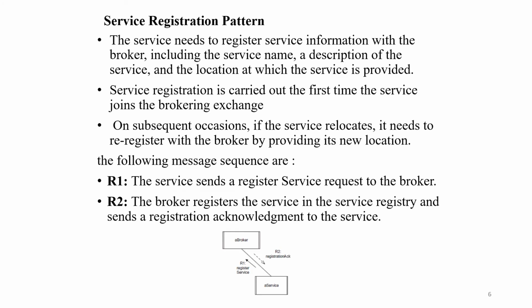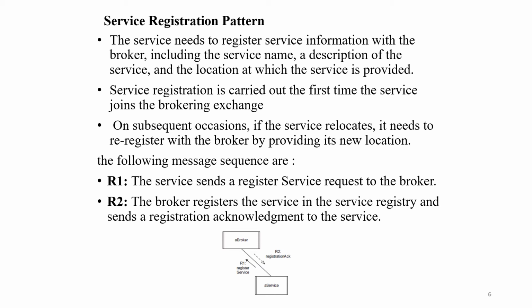First, the service registration pattern. The service has to register itself with the broker. Here, the service provides all the information to the broker. This information can be service name, service description, and service location. The service needs to register itself only once. Re-registration is required when the information changes.